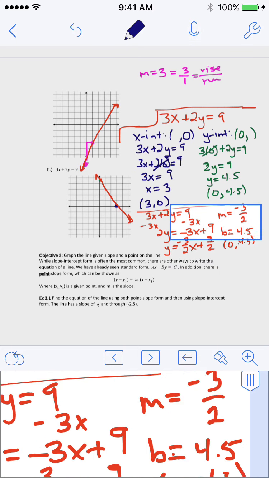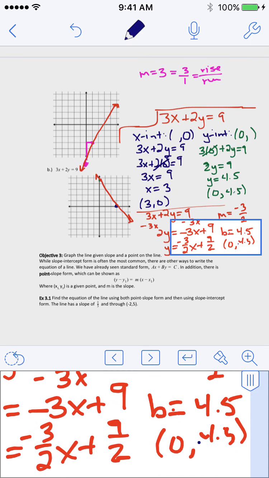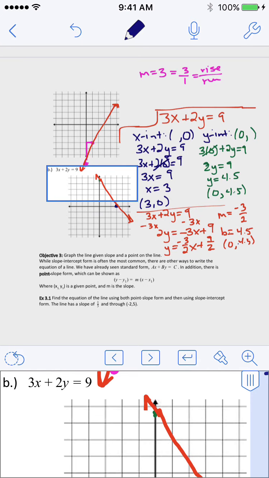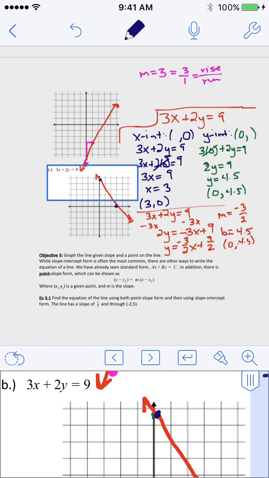If those don't match, then I seriously had a problem, right? So I needed to make sure my math was right. But I did. I got the same y-intercept. So I'll go plot that at (0, 4.5). That ends up being the same point here, which is fabulous.